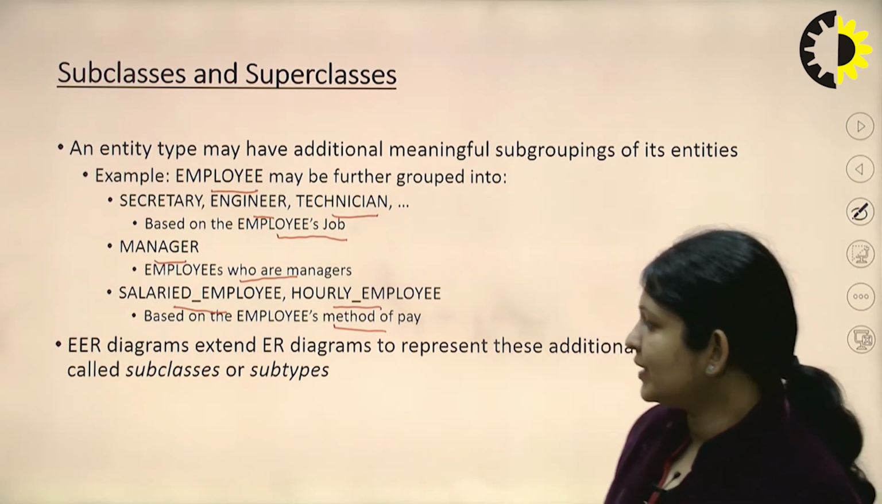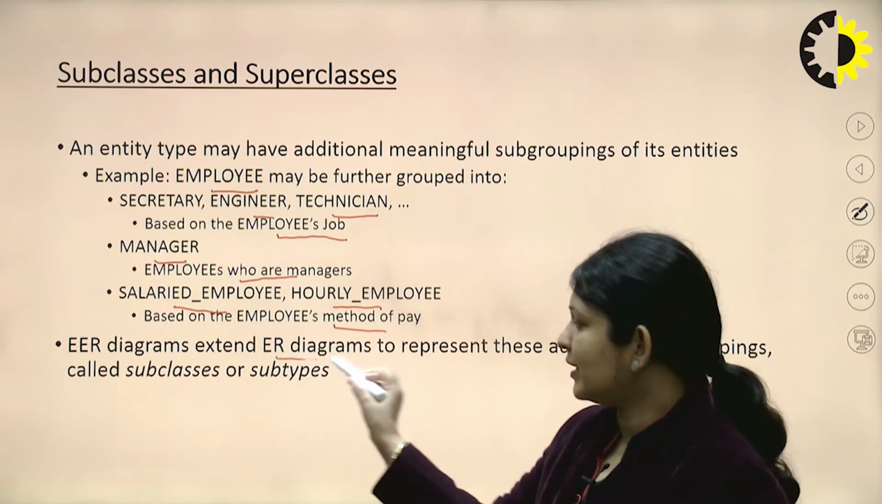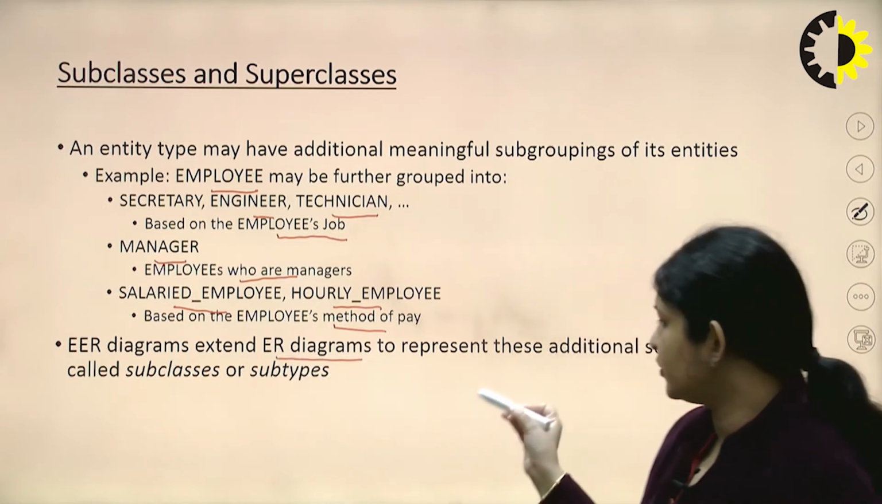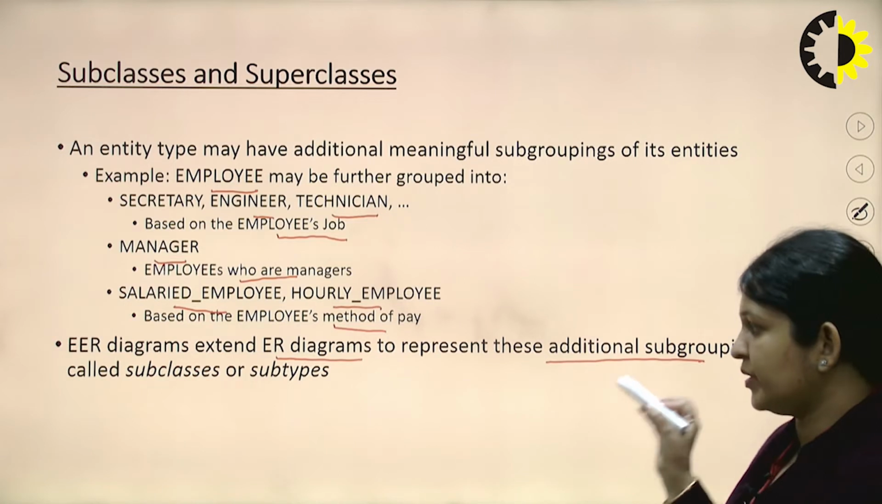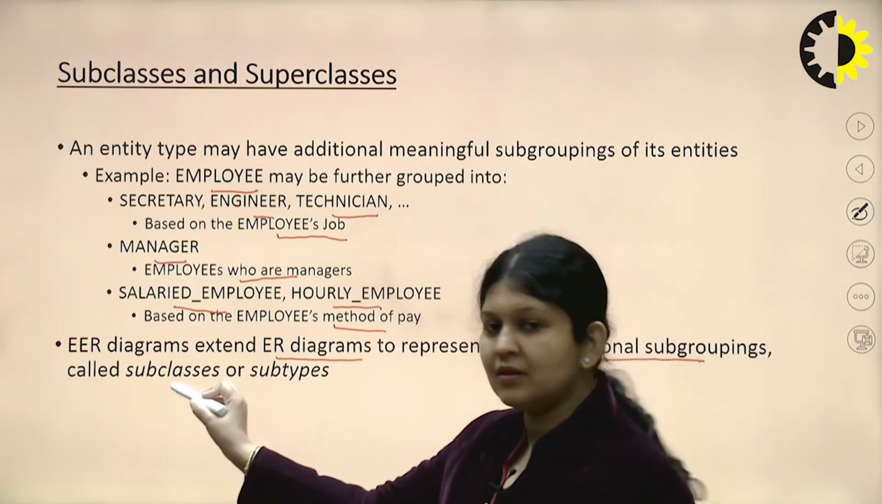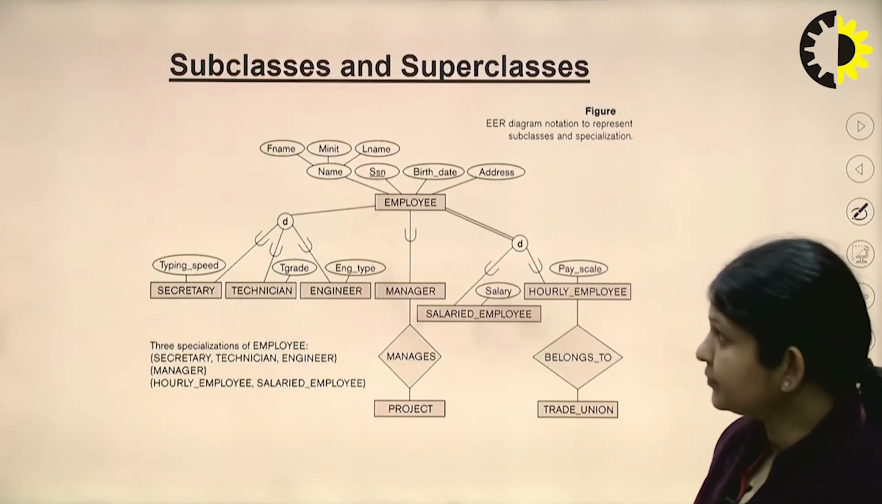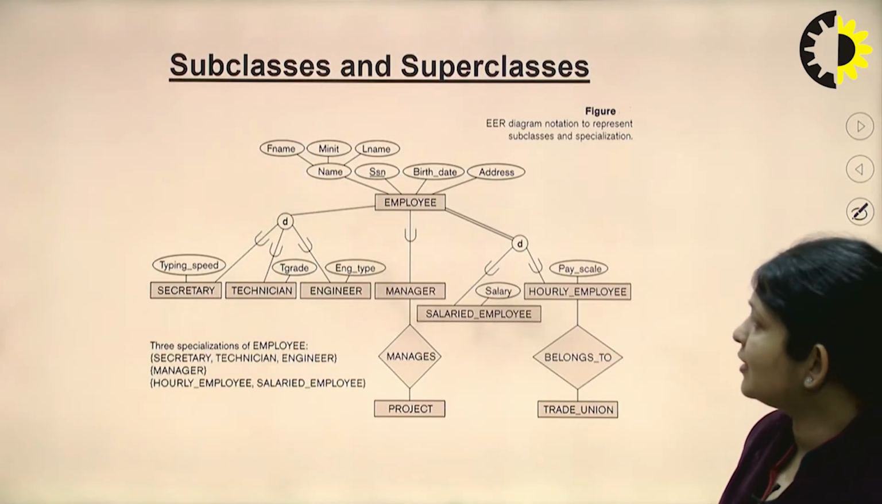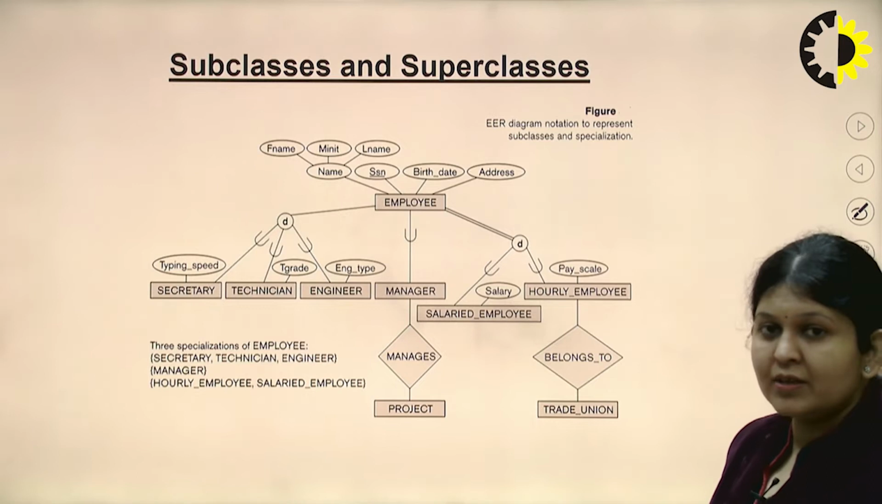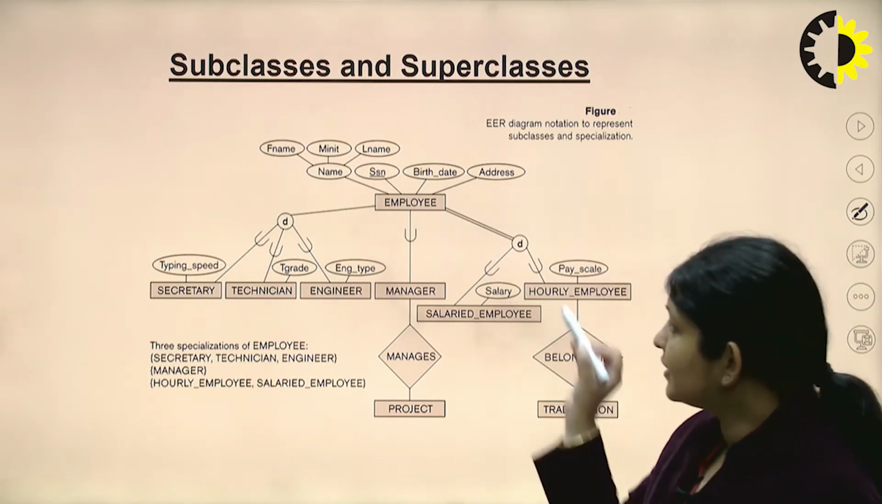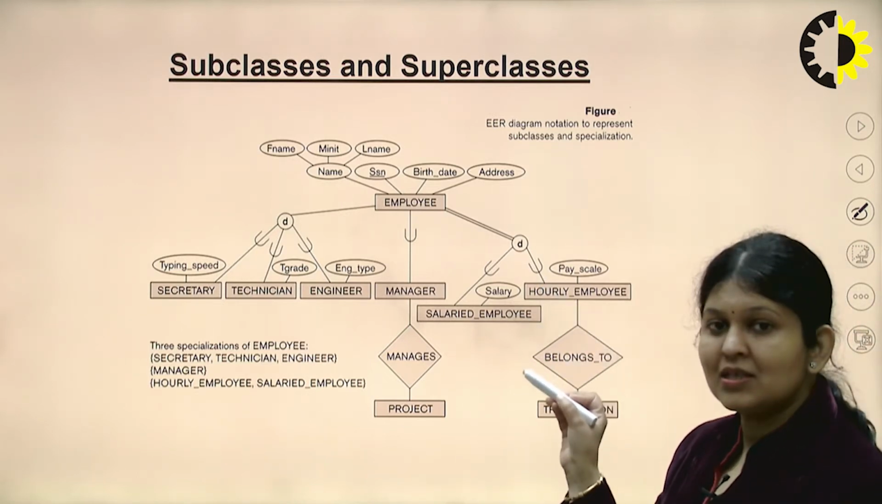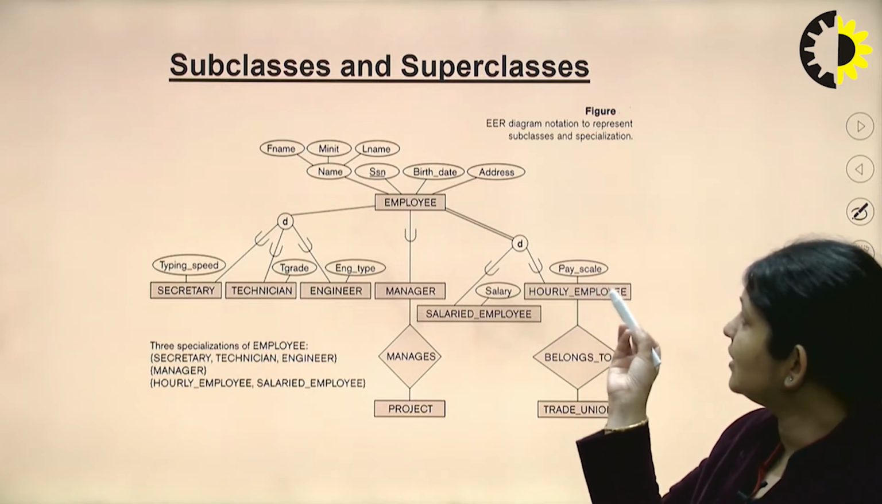The EER diagram extends the ER diagram which we have seen in the previous video to represent these additional subgroupings. And these subgroupings are called the subclasses or the subtypes. Here is a diagram which shows how we can represent the various classes and their subclasses using the EER diagram.